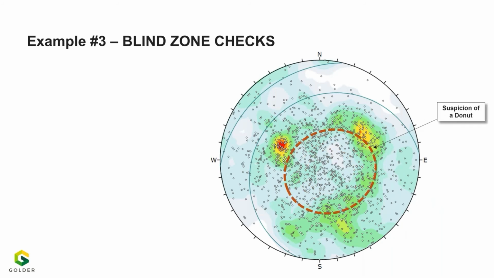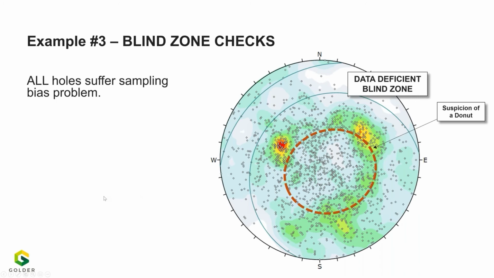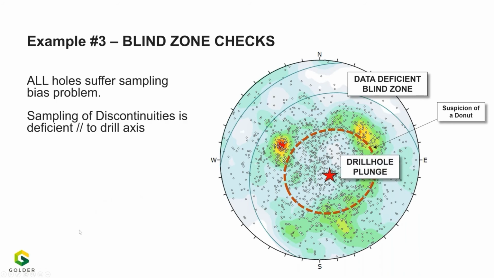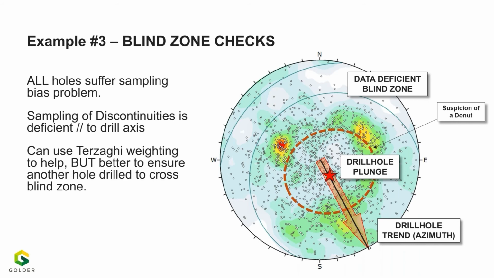The other issue with oriented core and with angled holes, any holes, is that you always end up with a zone where you don't sample too well. So is this a donut? Are we missing key holes in that area? Again, check the orientation, check whether you can get another hole drilled to fill in some of the information in that data deficient zone. We can use Terzaghi weighting, but it doesn't help if the data's no good.